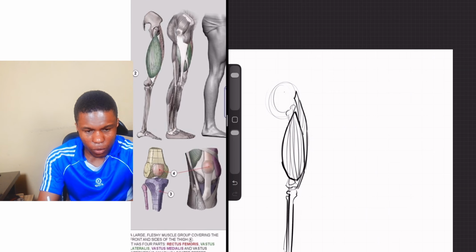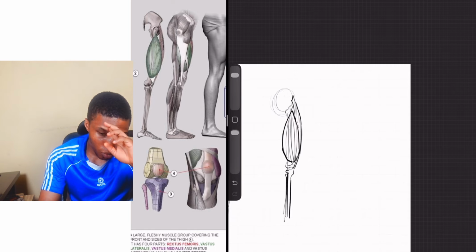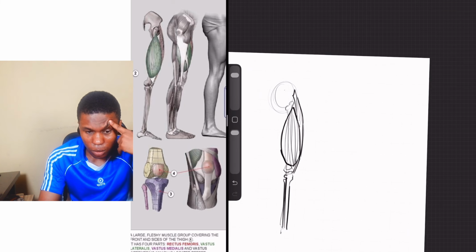Then you're going to see from the side view how that muscle looks with the other overlapping muscles and tendons all around it.